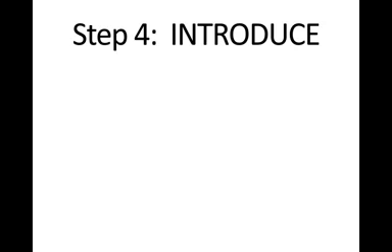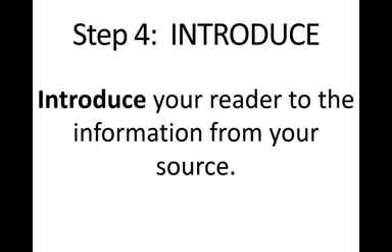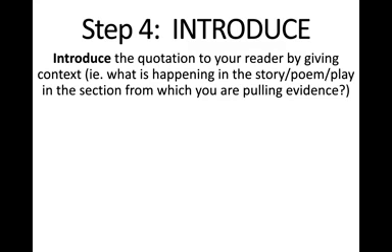So how am I going to include that power phrase? Well, these are the steps. The next step is to introduce the quote, introduce the textual example. So I'm going to introduce my readers to the information from my source, to those power phrases. The way that I introduce that information is to first give my audience the context. In other words, tell my readers what is happening in the story, or whatever the literary text is, in the section from which I'm getting ready to pull evidence. So I'm walking my reader into the scene where that power phrase appears.